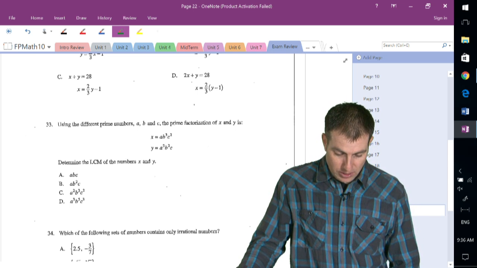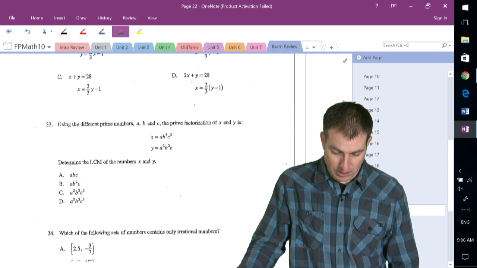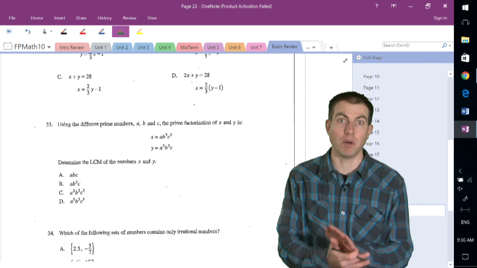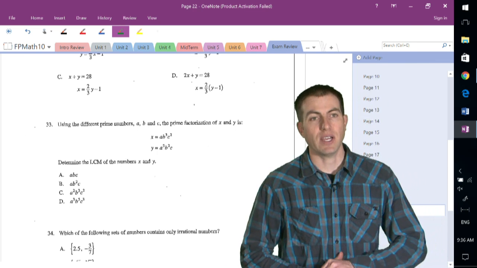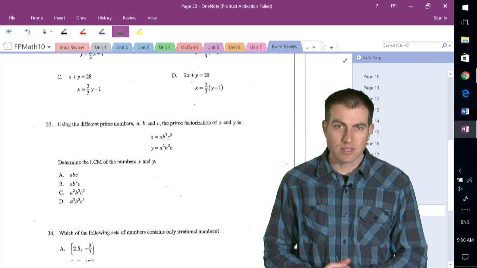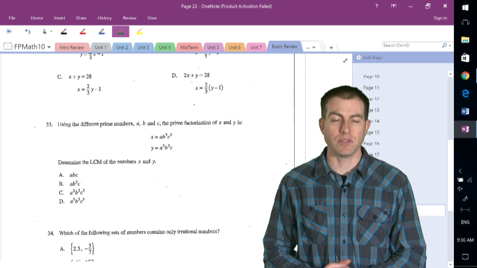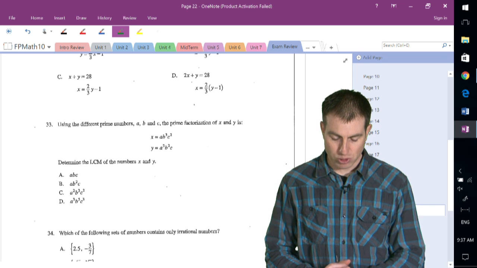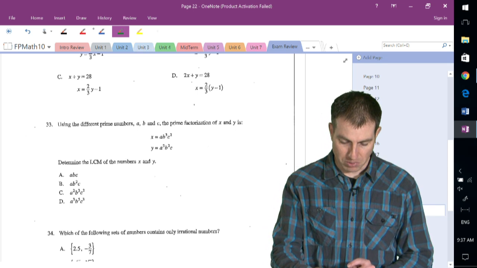Question 33. Using the different prime numbers a, b, and c, the prime factorization of x, y is given. Determine the least common multiple of the numbers x and y. So this gets back to the idea that the least common multiple is found by taking the largest exponent of each of your prime factorizations and multiplying them together.